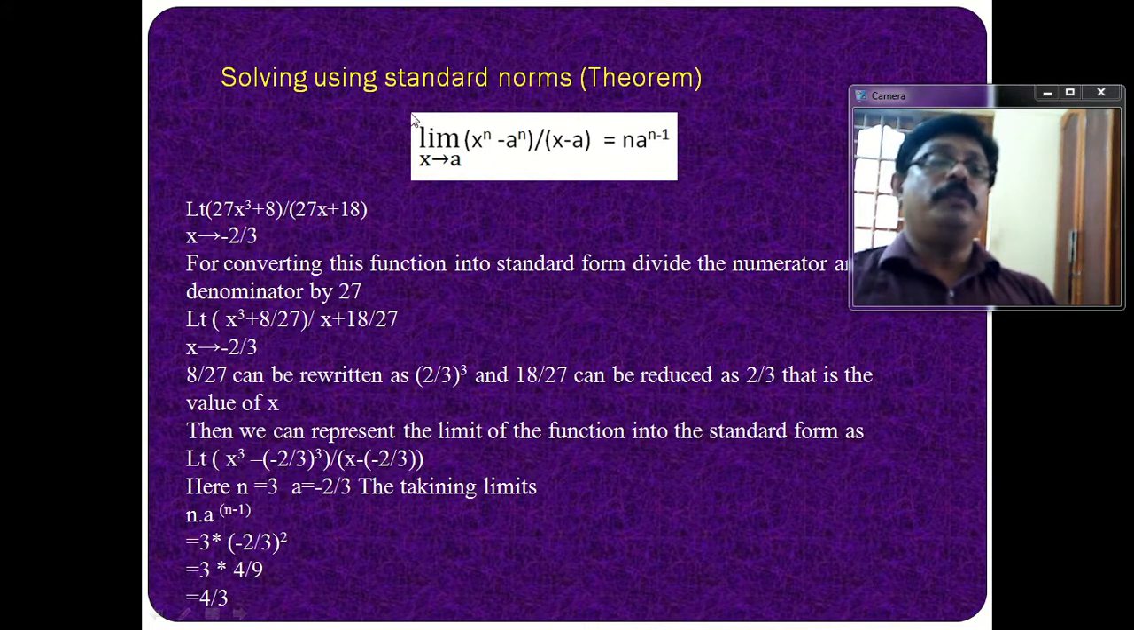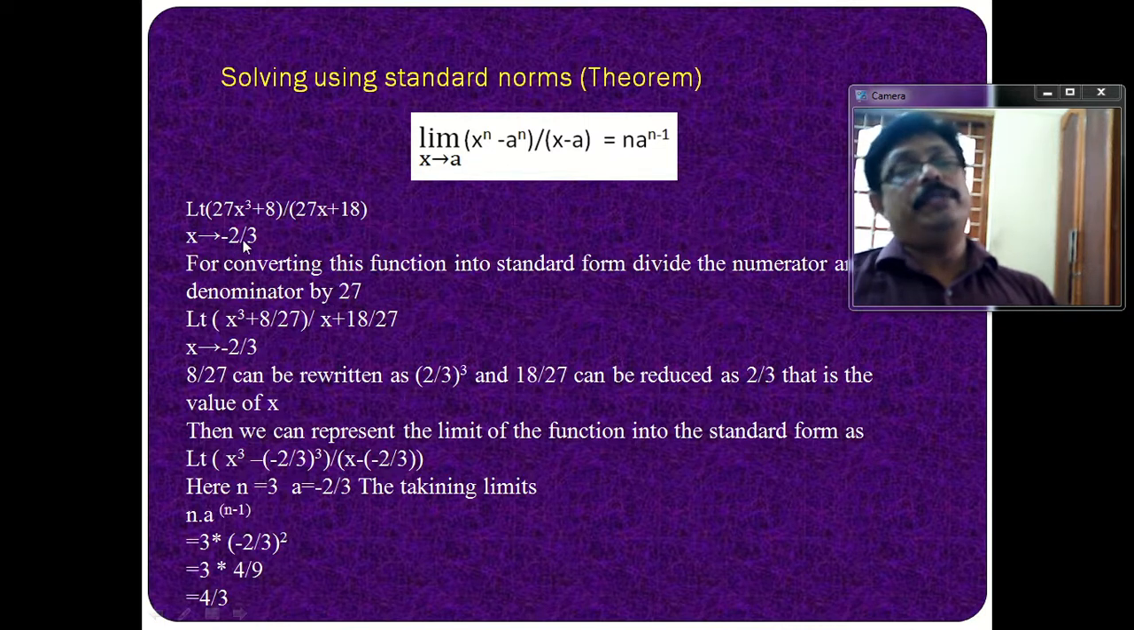So first of all, you will have to convert your function into this format. If it is convertible in this format, you can easily find the value of the limit using n a raised to n minus 1. So for example, 27x cube plus 8 divided by 27x plus 8, where x tends to minus 2 by 3. It's a fractional value, so it seems to be difficult.